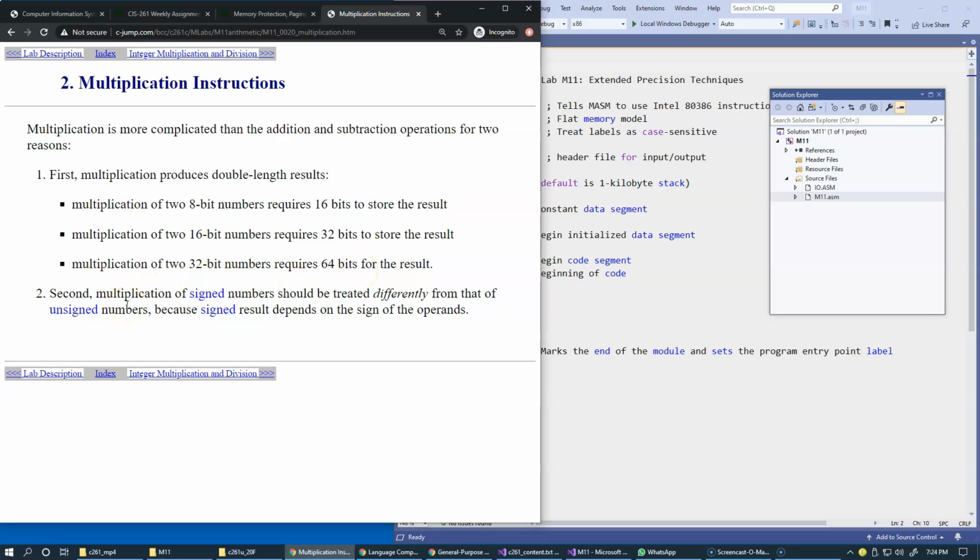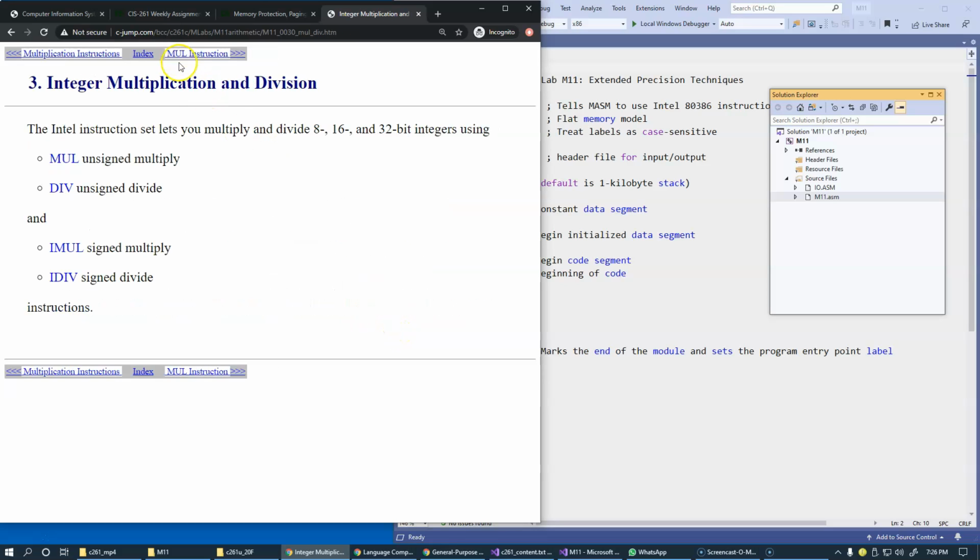The second reason is that multiplication of signed numbers is treated differently compared to unsigned numbers, because the signed result depends on the sign of the operands. For instance, if we multiply two negative numbers, we will get a positive result, and when we multiply a positive value by a negative value, the number will be negative. Therefore there are two sets of instructions to deal with multiplication and division for signed and unsigned numbers. For signed multiplication and division, we use the IMUL and IDIV instructions, and MUL and DIV are for unsigned numbers.